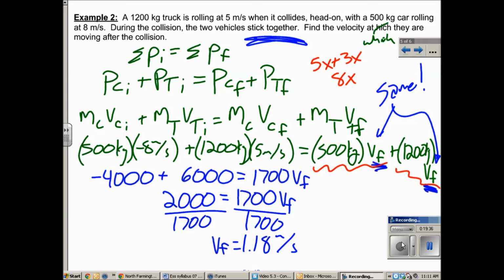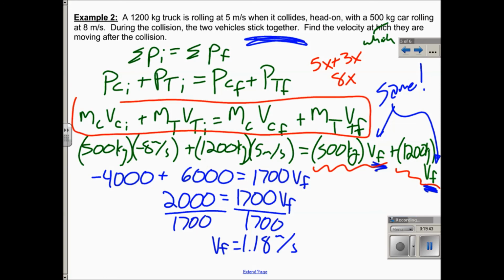All of your problems can be solved basically using that equation right there. Oh no, 20 seconds, almost out of time.